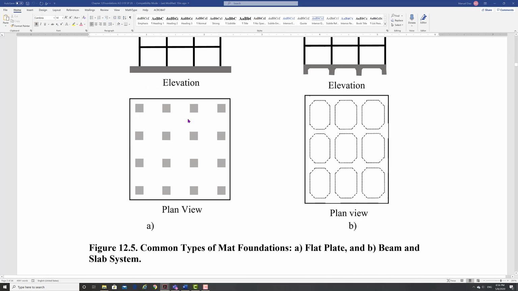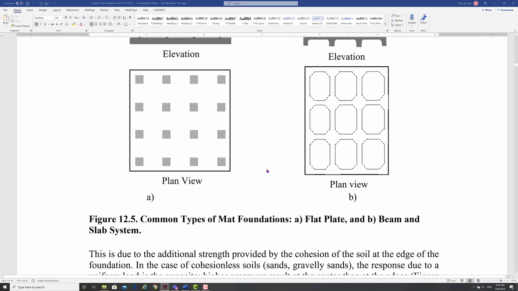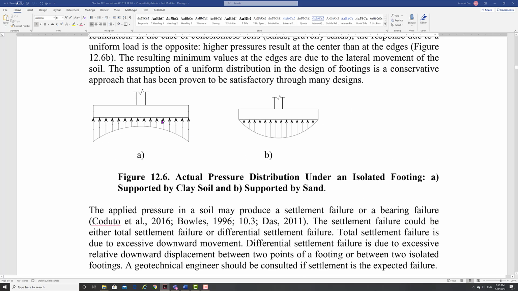So here is your mat footing, different kinds of footings with beams, right? The distribution you can see is not uniform, all right? It varies. If you have a clay, you tend to have higher pressure at the ends, less pressure in the middle. If you have a sand soil, there is more pressure in the middle, less at the ends. Okay, we could design for this, right?